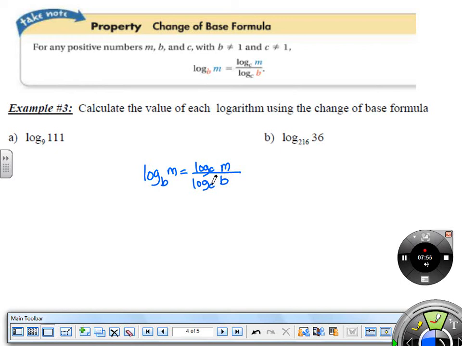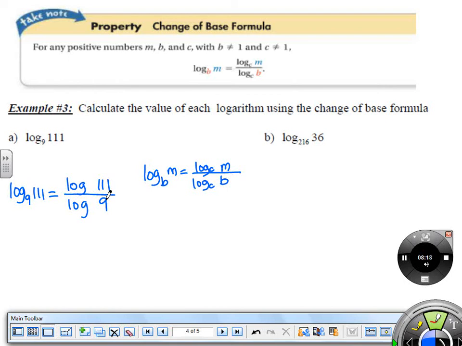So here, like I said, 9 and 111, I don't see an immediate relationship between them. So what I'm going to do is I am going to split them up into the two logarithms, and I'm going to depend on my calculator. So I'm going to say log of 111 divided by log of 9. Now remember, I didn't exclude a base here. Because I haven't written a base, it really means I'm using base 10.